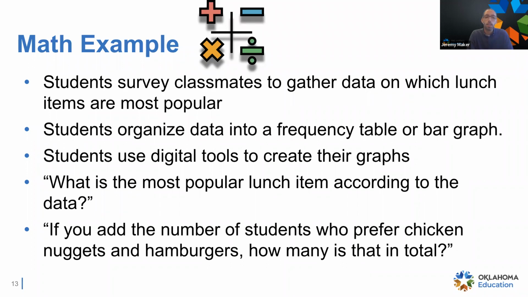If you look at the bottom of this slide, there are 2 example questions. The first one, which would be the second from the bottom, is actually a 1-step problem. It says, what is the most popular lunch item according to the data? So that's going to be really easy for them to go through, look at, total up that data, and say, oh, well, maybe it's the chicken nuggets. And then the second one is a 2-step problem. If you add the number of students who prefer chicken nuggets and hamburgers, how many is that in total?